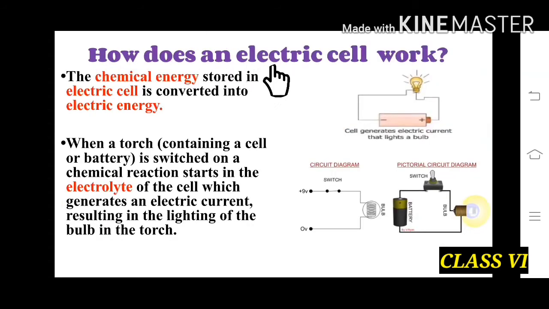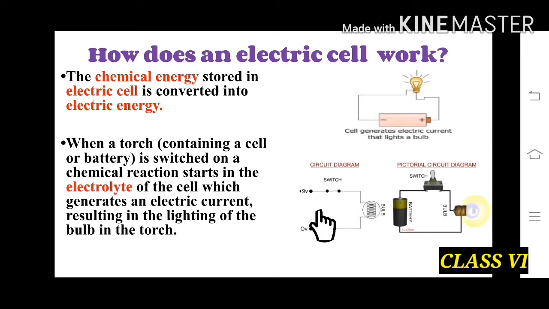How does an electric cell work? So in this picture we can see that a cell generates an electric current that lights a bulb. In this cell there is chemical energy stored in it and it is converted into electric energy and the bulb glows. For example, when a torch containing a cell or a battery is switched on, what happens? The chemical reaction starts in the electrolyte of the cell and it generates an electric current and then the lighting of the bulb in the torch.